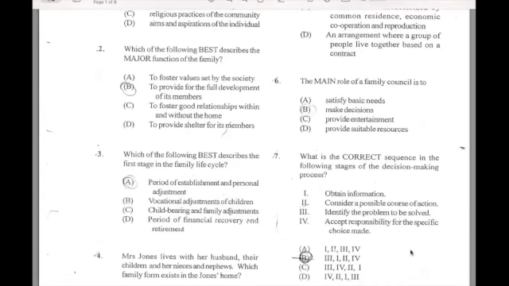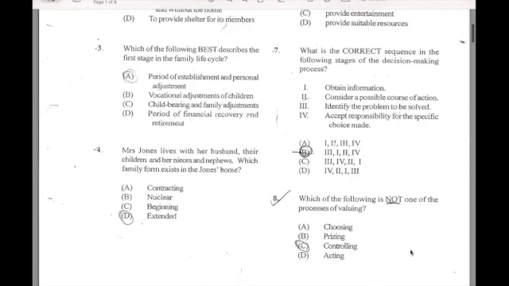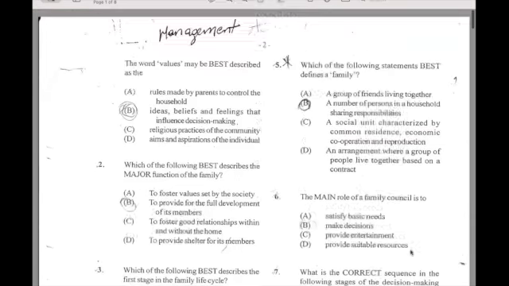Question number 3. Which of the following best describes the first stage in the family cycle? And your answer should be A. Period of establishment and personal adjustment. Question number 4. Mrs. Jones lived with her husband, their children, and their nieces and nephew. Which of the following can exist in the Jones home? And if your answer is extended, then you are correct.